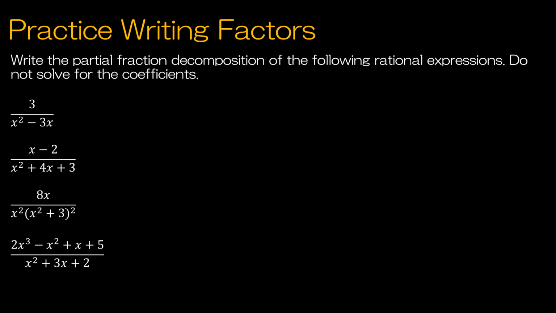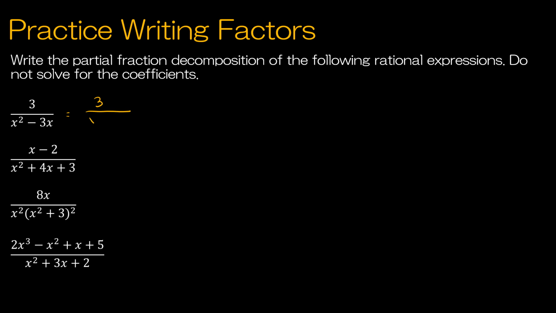We're going to do our best to break this process into manageable bite-sized pieces. So the first thing we're going to do is just practice writing the factors. So looking at my first example, I have 3 divided by x squared minus 3x. I can see just by looking at it that the degree in the numerator is 0. The degree in the denominator is 2. 0 is less than 2, so we're fine. So I'm just going to rewrite then by factoring the denominator.